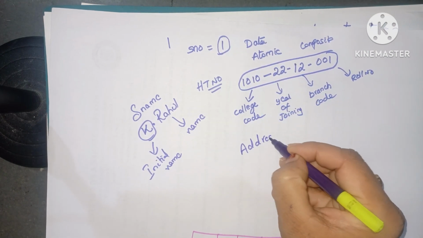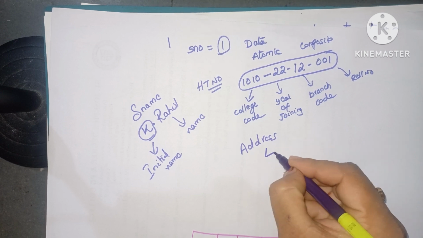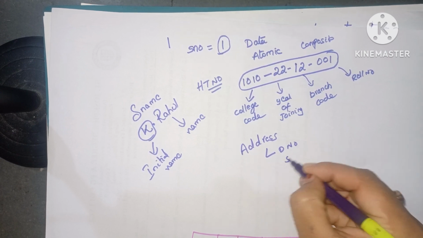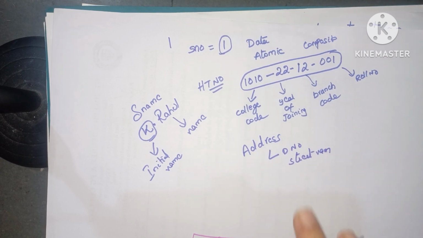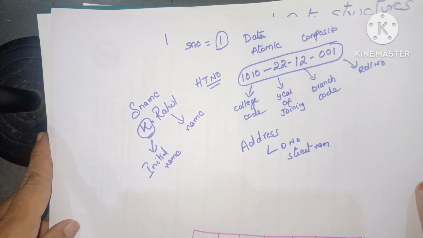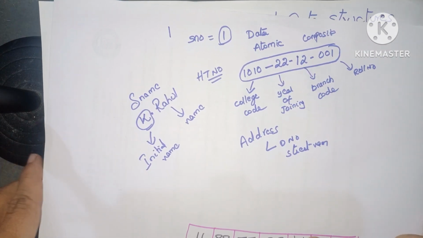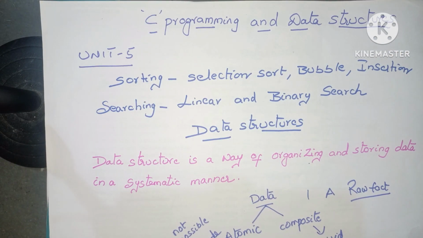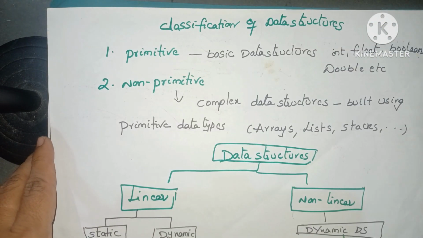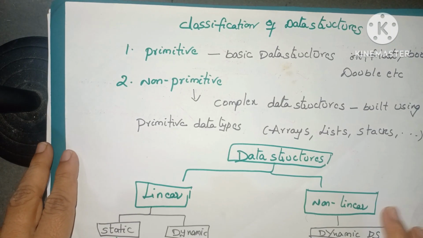It is called subpart. It is also divided into subparts like door number, street name, city name, like this. If you are dividing like this, that is also called composite data. After collecting all this data, everything is kept in a proper order, that is called a data structure. Is it clear? Now I will go on to the different types of data structures.